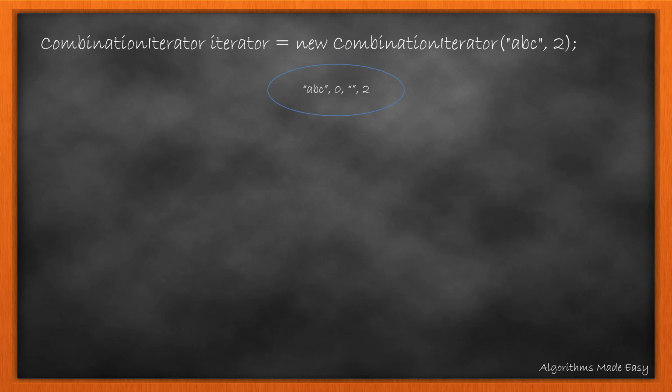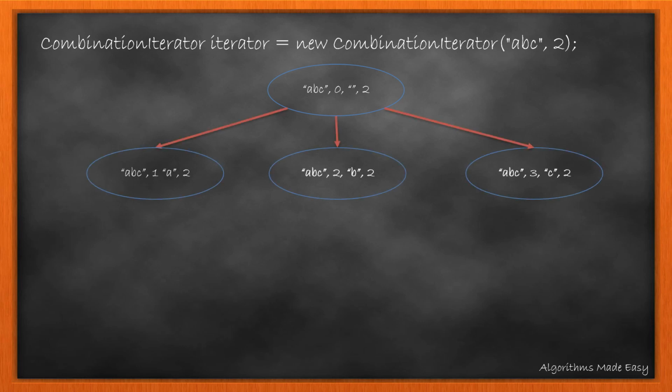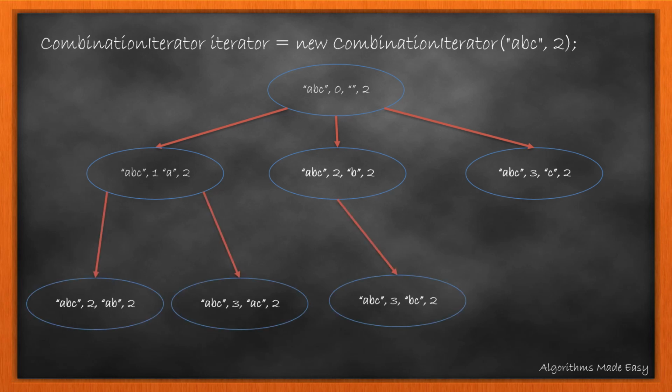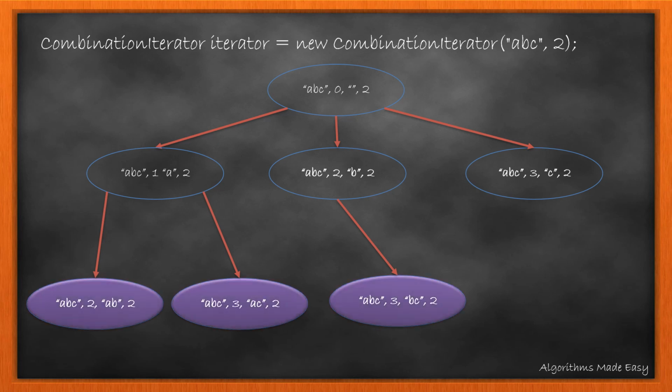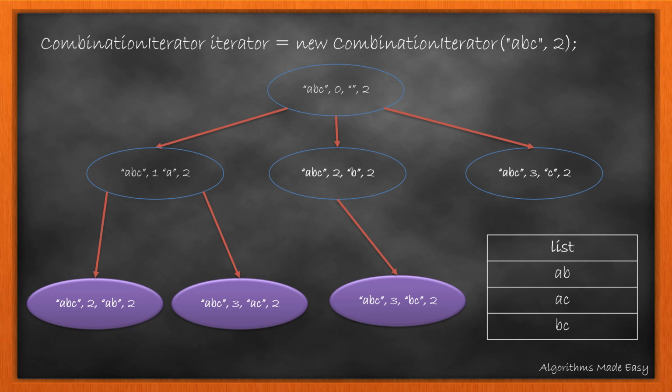In this case, the input string is ABC, position will be 0, current string will be empty, and the length is 2. Inside the method, we will iterate over the length n of the input string starting from the position and add the character at the index into the current string. We will then call the method again with index plus 1 as position and with our new current string. We will continue to do that, and whenever the current string length is equal to the length, we will stop. At this particular point, we will get the combination of the string. We will then add them into the list which we will use to return the combinations.